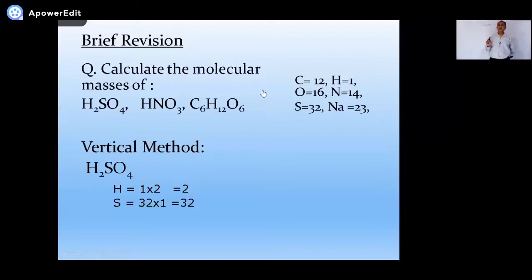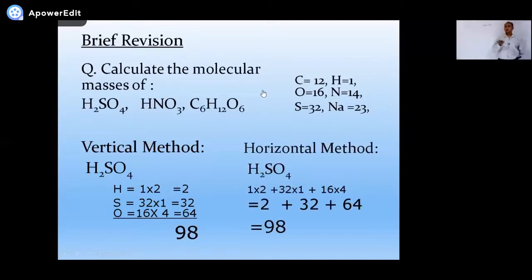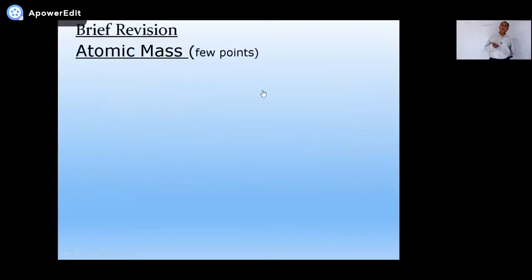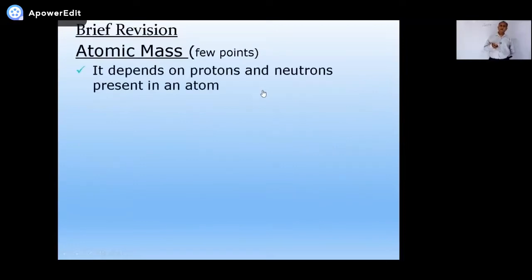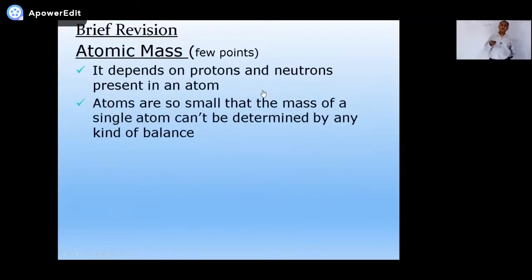All right. Then the next is oxygen. Atomic mass of oxygen is 16. How many oxygens do we have as a subscript? 4. 16 fours are 64, and you got the answer 98. All right. Then horizontal method, the same, but in a different way. H2SO4. Atomic masses, we did it. I'm not wasting time on this revision because the time is already gone.